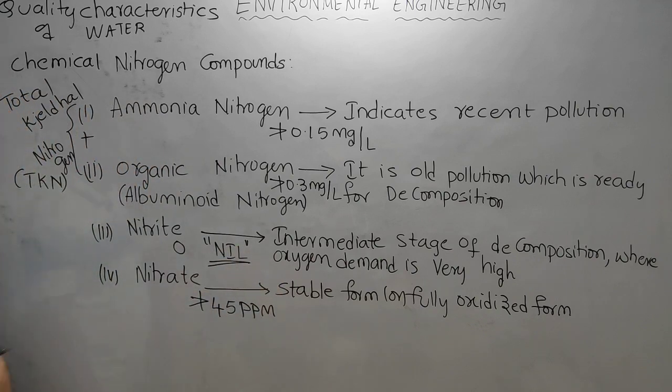Organic nitrogen is fresh sewage, a fresh compound, so generally the limit is very low. Whereas nitrate is completely stabilized, which is why it was given a higher limit. And there are no relaxations given to the nitrogen compounds.